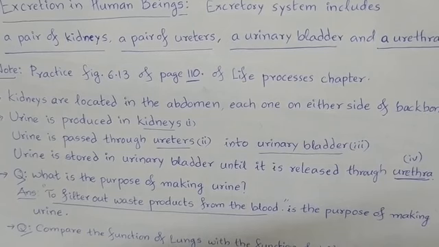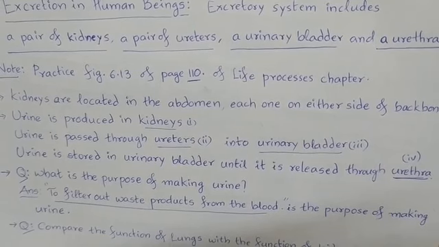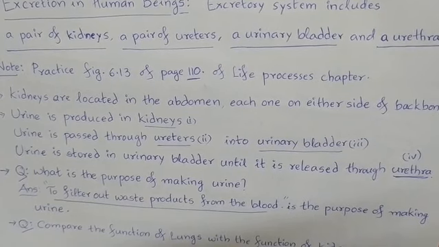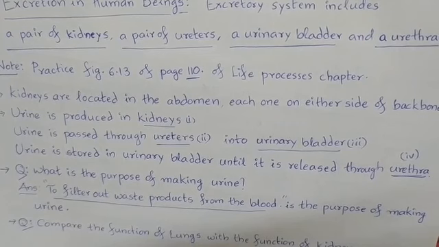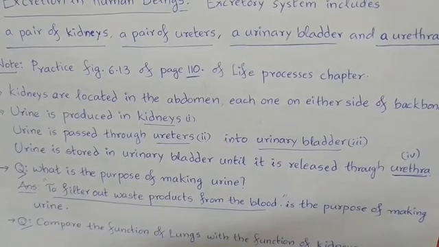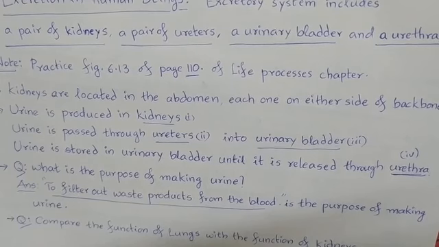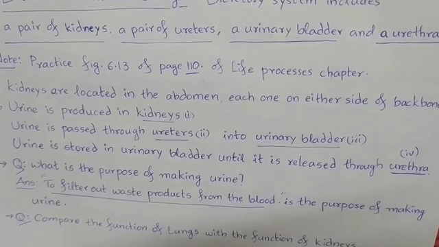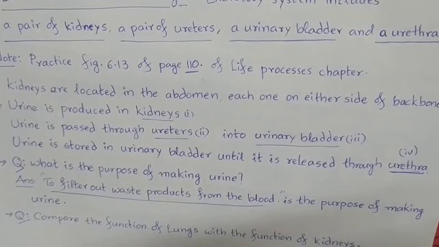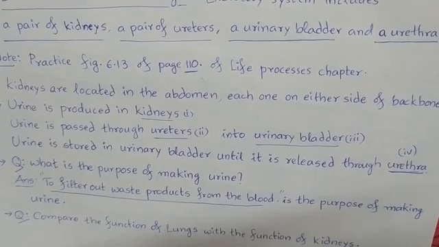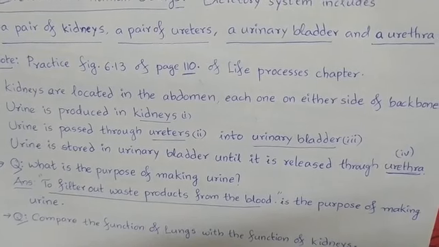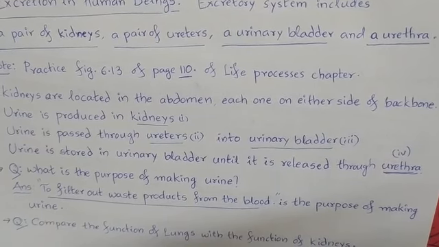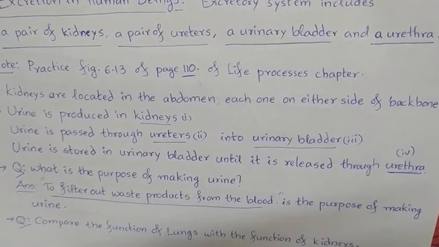So total we have learnt about 4 parts of excretory system. A pair of kidneys. What are they doing? They are producing urine. A pair of ureters. What are they doing? They are passing the urine from kidneys into urinary bladder. Urinary bladder, what is it doing? It is storing the urine. And what is urethra? Urethra is releasing the urine out from the body. Okay. These are the functions of the 4 parts of excretory system.